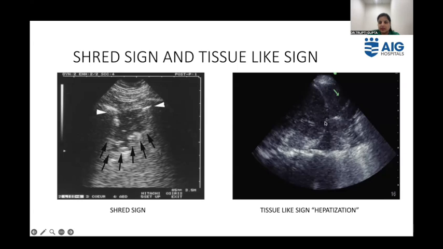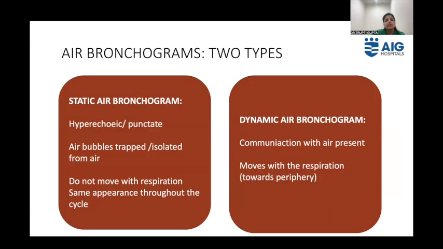here, this is the liver, this is the diaphragm, and the lung is almost looking like your liver. So it's also known as hepatization of the lung. This is a severe form. In this, again, we have the air bronchogram. These air bronchograms can be of two types, static or dynamic.